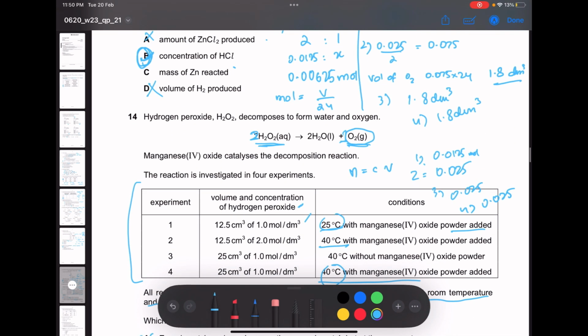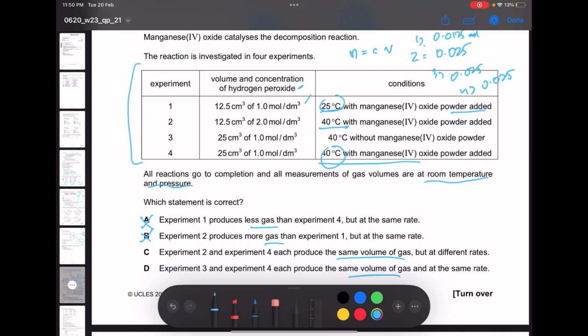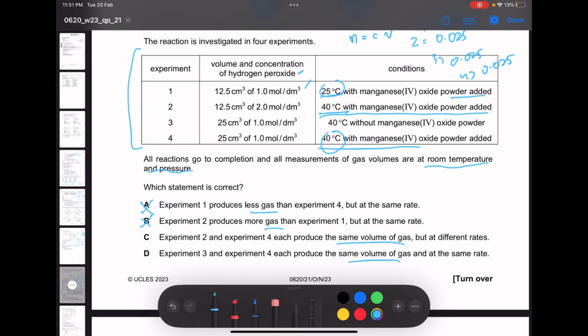So yes, in 2 it was 1.8 and in 4 it's 1.8, but at different rates, they're saying. The rate will also depend, it's not just the temperature but also the concentration. Volume doesn't matter that much but concentration does. So 2 and 4 do produce 1.8 dm cube of gas but at different rates. 2 is 40 degrees and 4 is also 40.